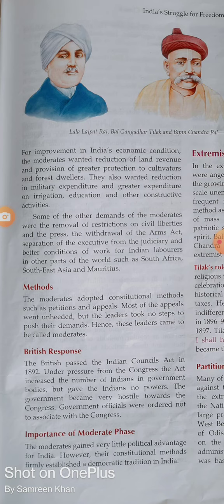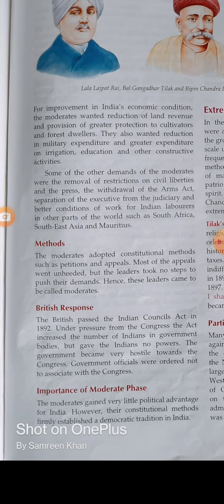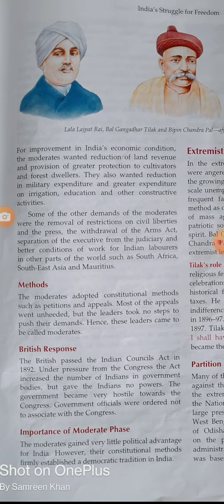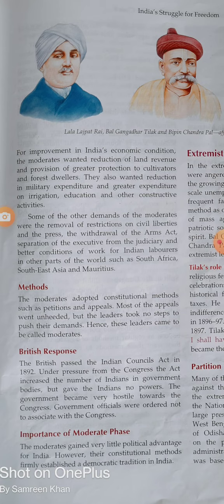The withdrawal of Arms Act, separation of the executive from the judiciary, and the better condition of work for Indian laborers in other parts of the world, such as South Africa, Southeast Asia, and Mauritius. So these were the demands of the moderate people, that they wanted equal treatment, they wanted their representation, they wanted to give such liberties to the lower class people especially.